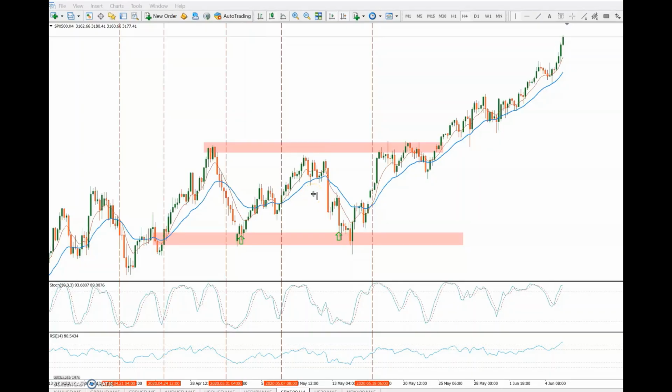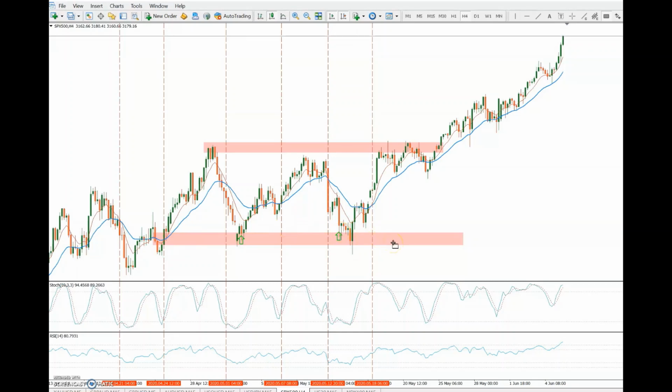This strategy can be applied to any of the indices, but I've found it works best on the S&P 500 and on the Dow Jones. So I like to start by analysing the 4-hour chart. On screen here I have the 8 and the 21 exponential moving averages. What I'm looking for on the 4-hour chart is major areas of support and resistance, which I mark off with these boxes here.